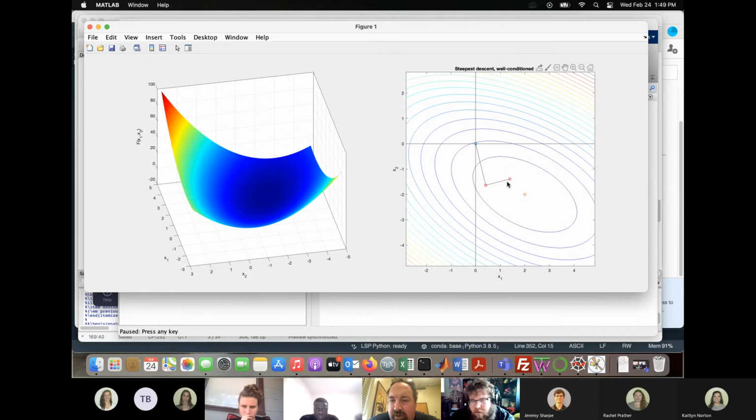Notice it's perpendicular. That's actually a property of steepest descent. Each search direction, each residual, is orthogonal to the previous residual. Now, if I take another step, you see we're getting closer. All right, getting closer still. And notice there's a zigzag pattern.